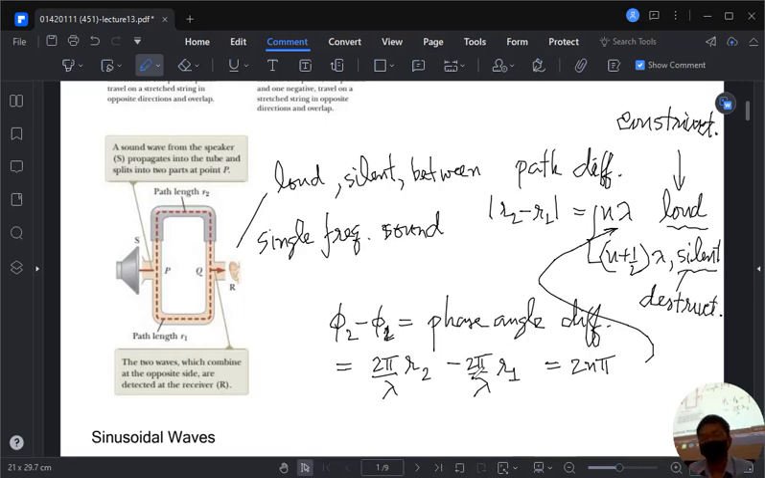Okay. Just an abbreviation. This is for sine wave.